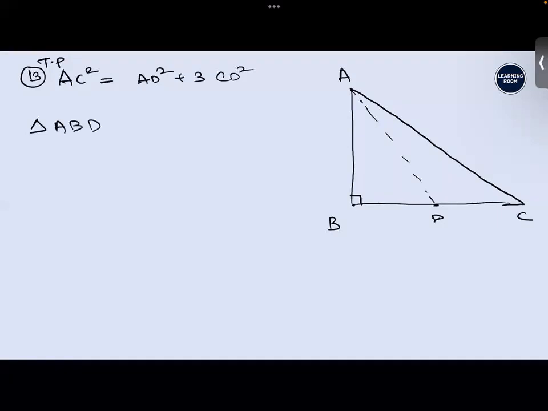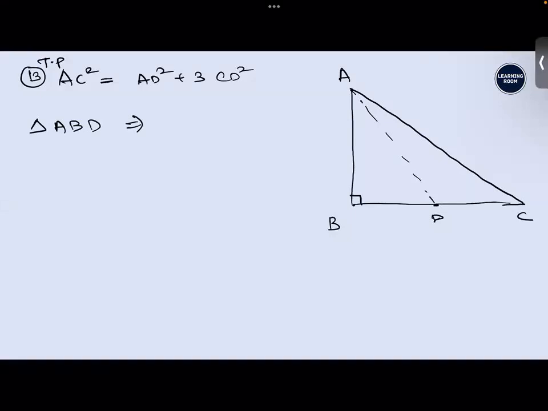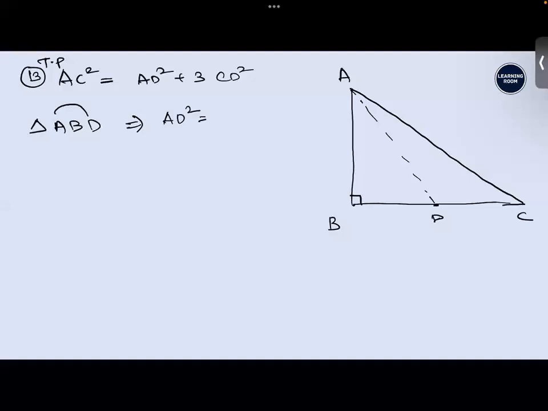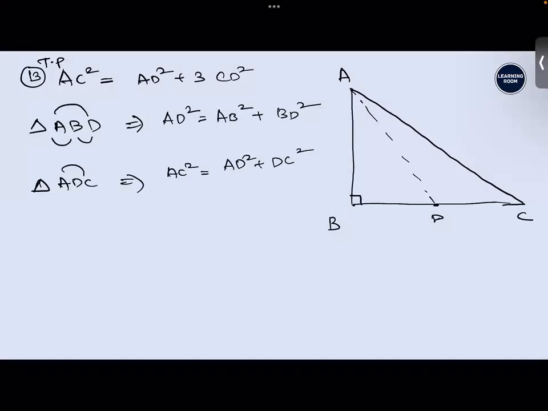If I take triangle ABD, if you write it in the correct order, you need not look at the triangle again. If you make sure that the right angle is in the center, then by looking at the triangle, you can write that AD square is equal to AB square plus BD square. Is that clear? Similarly, if you consider the triangle ABC, then what can you write? But what is BD?